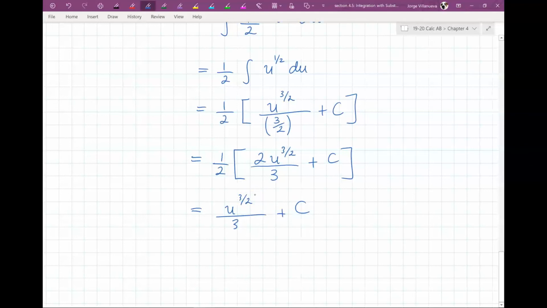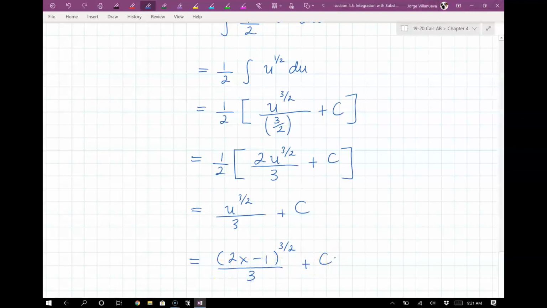And now that I'm at that point, my u was 2x minus 1. So this is 2x minus 1 to the 3 halves divided by 3 plus c.